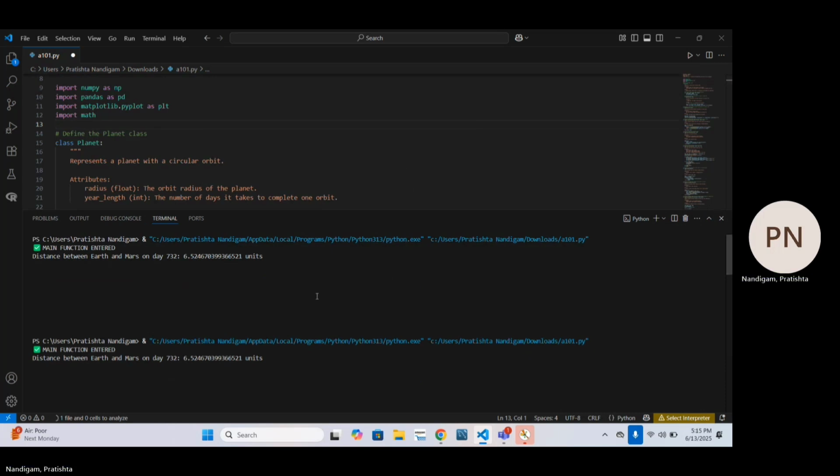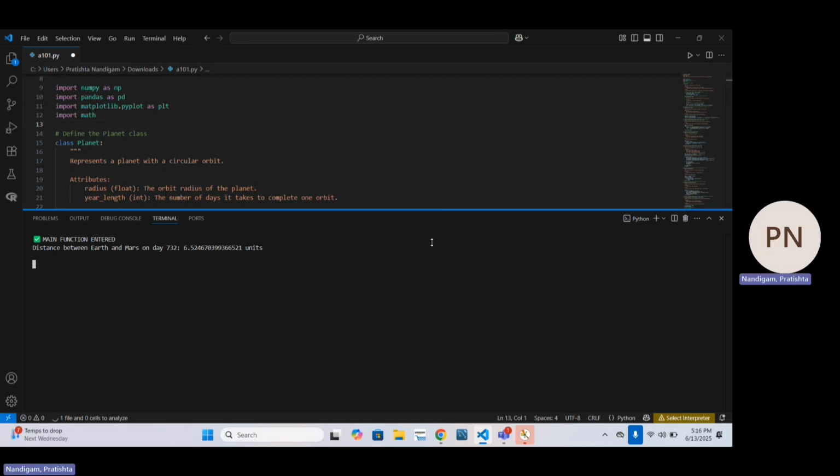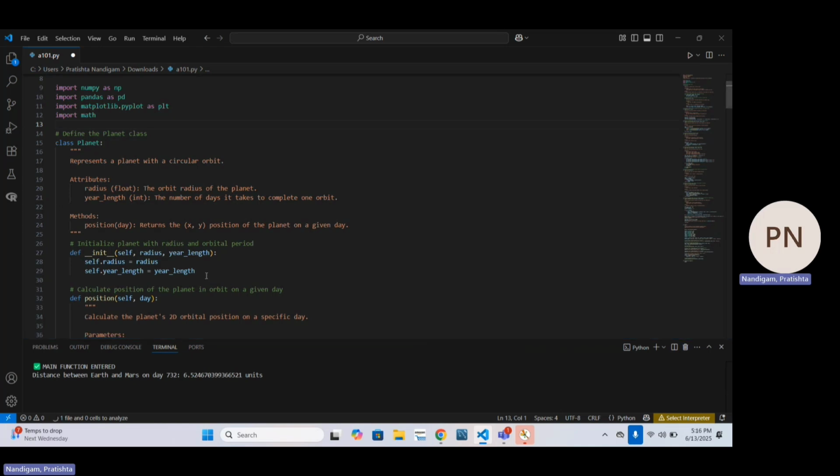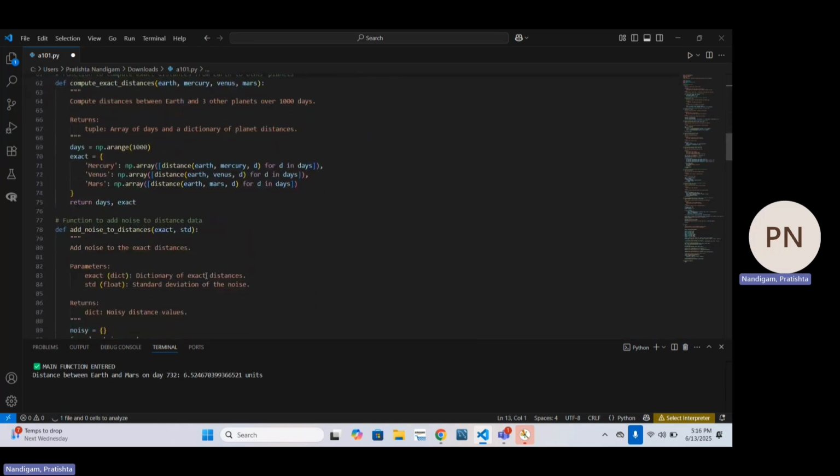After this, I simulated distances from Earth to Mercury, Venus, and Mars for 1000 days. I stored both the exact distances and the noisy version. The noise simulates sensor error using a normal distribution with mean 0 and a standard deviation S. So let's see the plot.